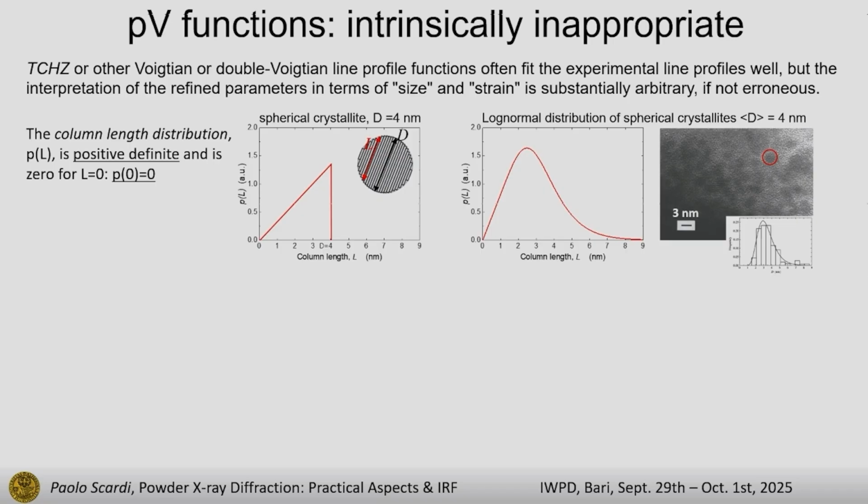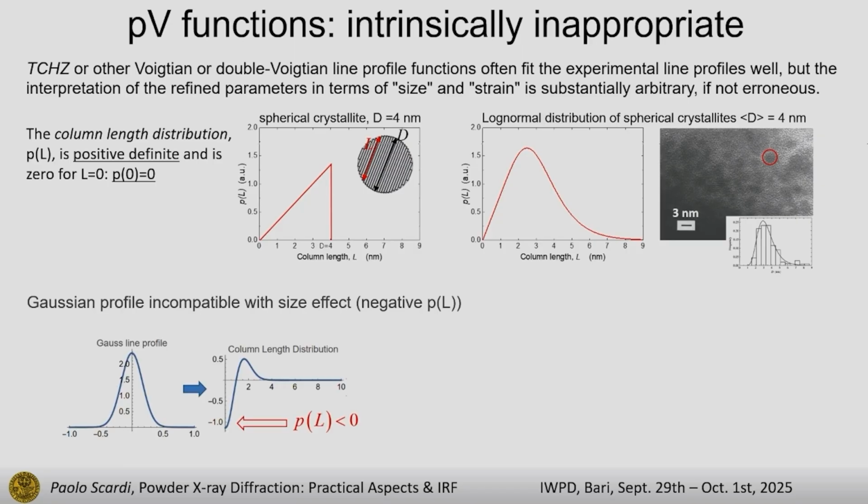Now, you can mathematically work out what the size distribution is if your line profile is a Gaussian. It can be done. I'm not telling you what you need to do. You need to use Fourier transforms. I don't know if you know Fourier transforms at the moment, but it can be mathematically calculated, and this is it. As you see, it is negative in some region. This is disappointing. It means if you use a Gaussian line profile, you cannot model the effect of broadening due to the size of the crystals. Full stop. Nothing else to say. Gaussian is wrong for many other reasons, but this is one.